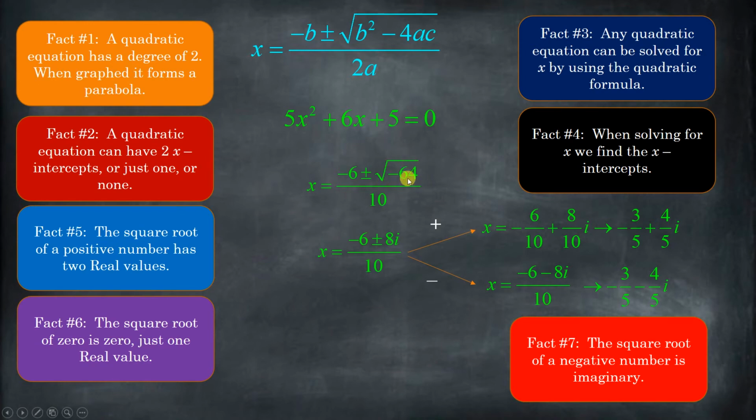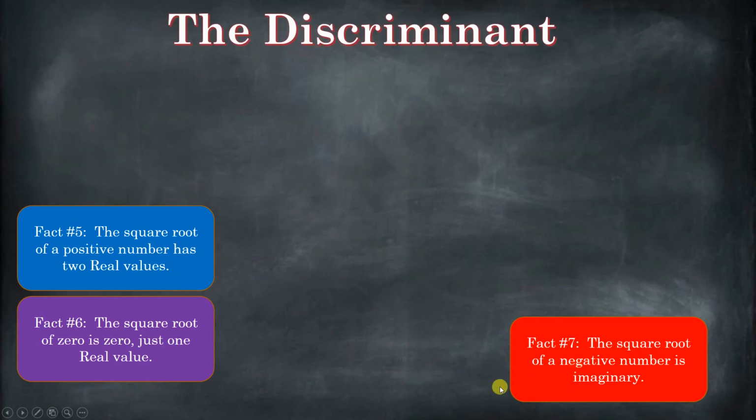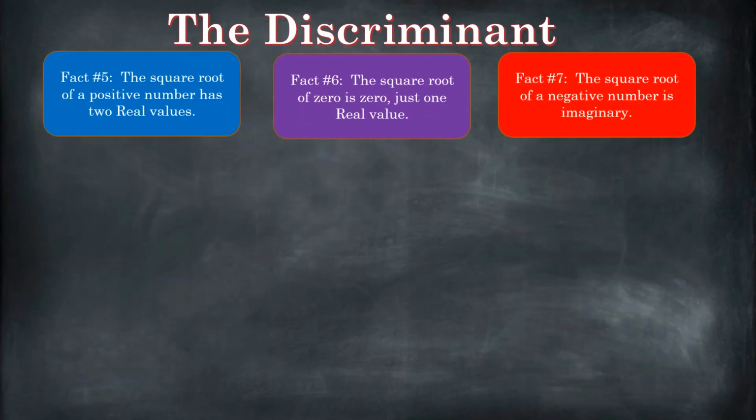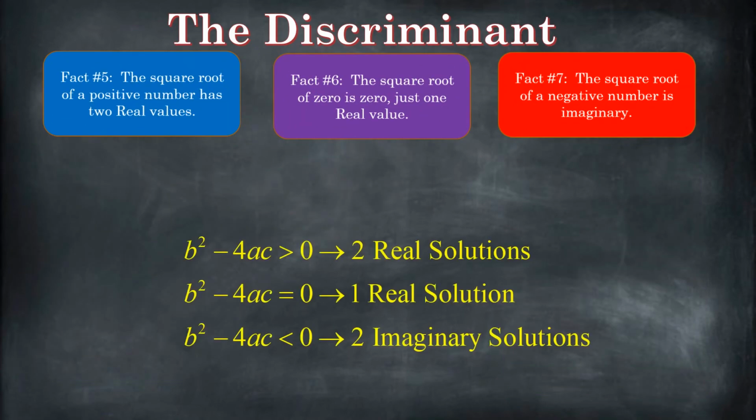So here's the deal. If that radicand, that's the number inside the square root, is negative, you're going to end up with imaginary solutions. So here are our three situations. We have a radicand that is a square root of a positive number, a square root of 0, or a square root of a negative number. Do you see?